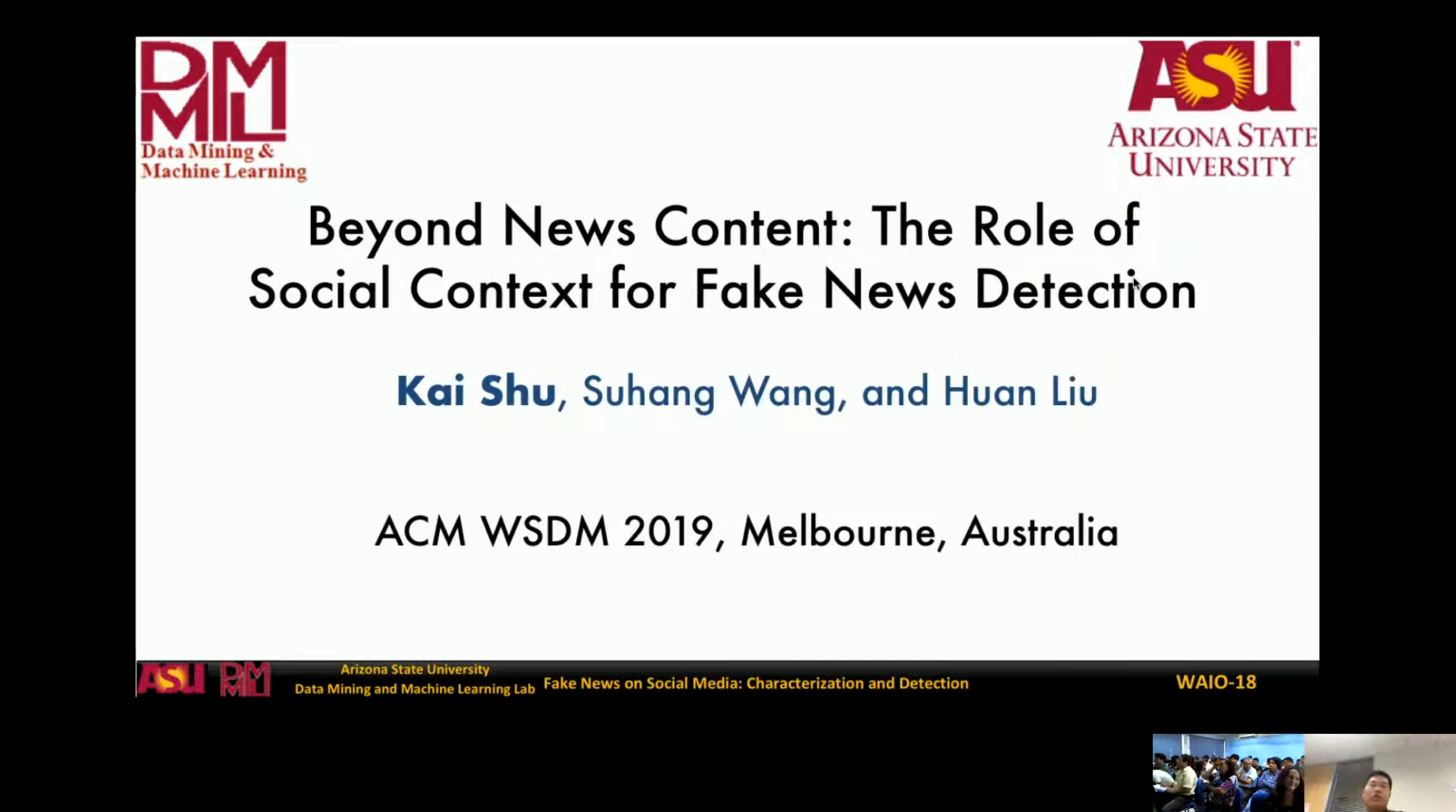Next, I will talk more about the research point of view, like in our lab, how we try to detect fake news. This is the paper called "Beyond the News Contents: The Role of Social Context for Fake News Detection." This paper is going to be published at the ACM WSDM Conference next year, in February. In this paper, we try to utilize information from both news contents and the social context to detect fake news. I will describe some basic ideas of these methods.